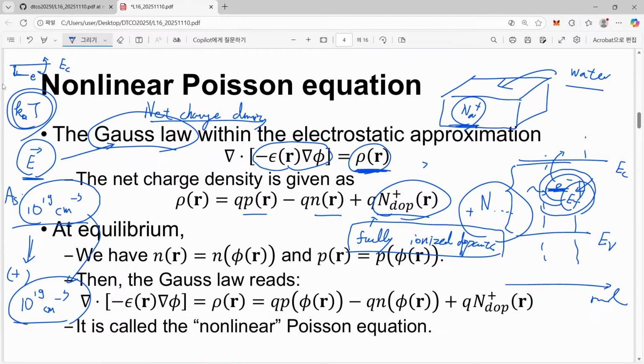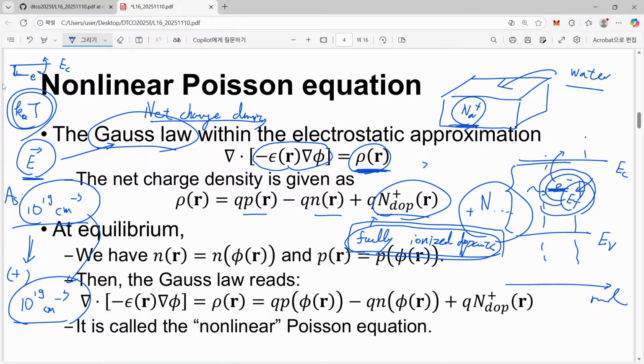However, if we consider lower temperature, not 300 Kelvin but, for example, 77 Kelvin, or even much lower temperatures nowadays, then what will happen? There is no guarantee that these kinds of ions or impurities are fully ionized.